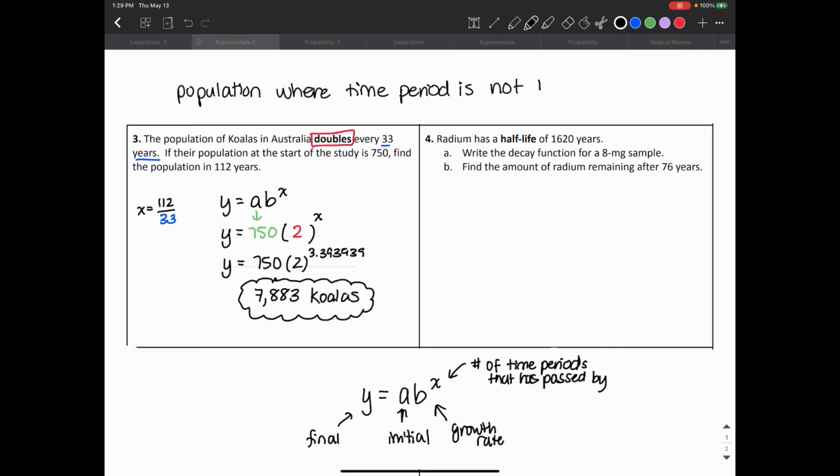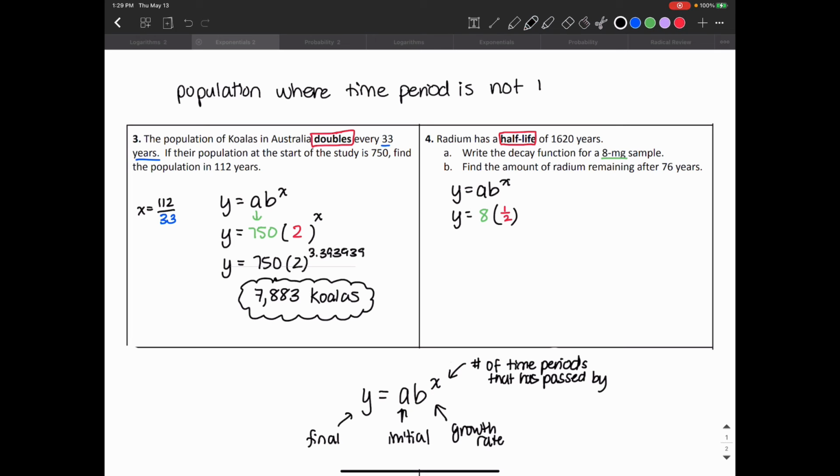So I have 7,883 koalas. For number 4, I have radium has a half-life of 1,620 years. I want to write the decay function for a 8 milligram sample. I know I'm also using y is equal to a times b to the x power, and I want to find what I'm going to plug in for this formula. So I know the a value is 8 milligrams. It's 8 to start. I know the growth rate is 1/2 because I have a half-life problem.